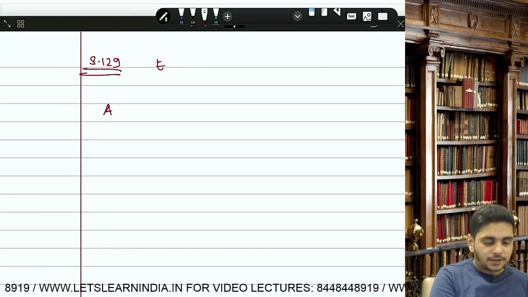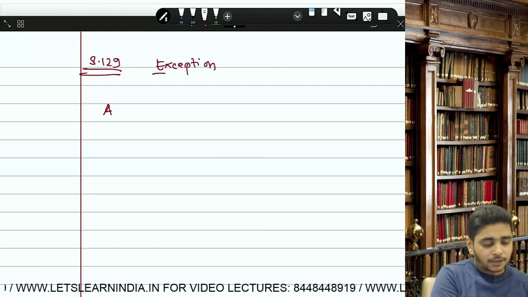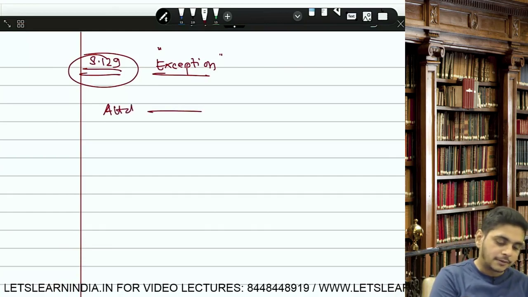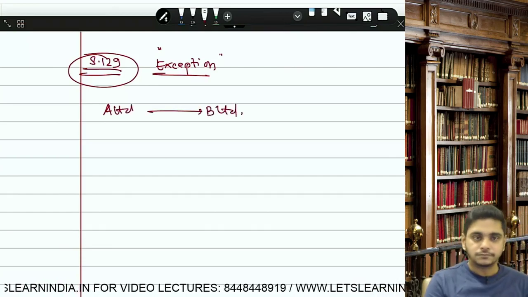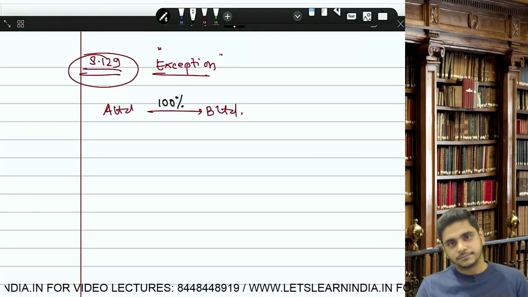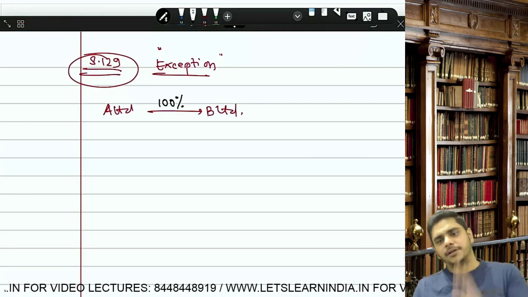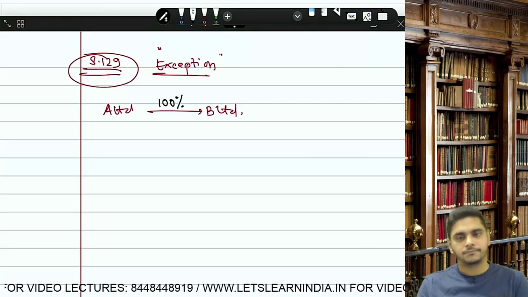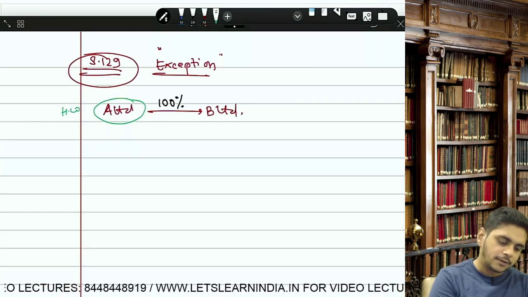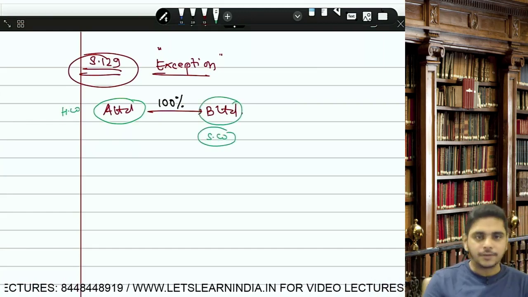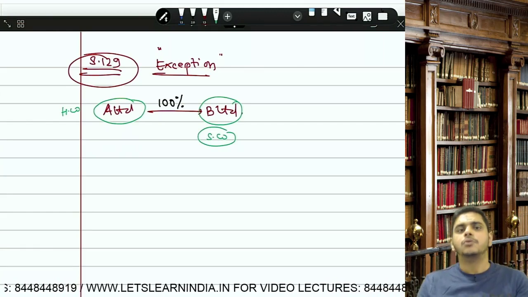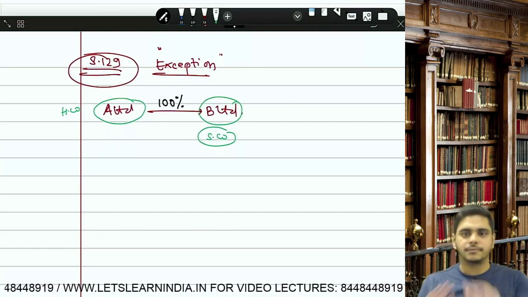Now, we are learning the exception of section 129. A Limited is there and B Limited is there. A has invested 100% in B Limited. Who's the holding company? Sir, A is the holding company, B is the subsidiary company. Clear? Who will do the conso? Sir, A Limited. Clear this much?